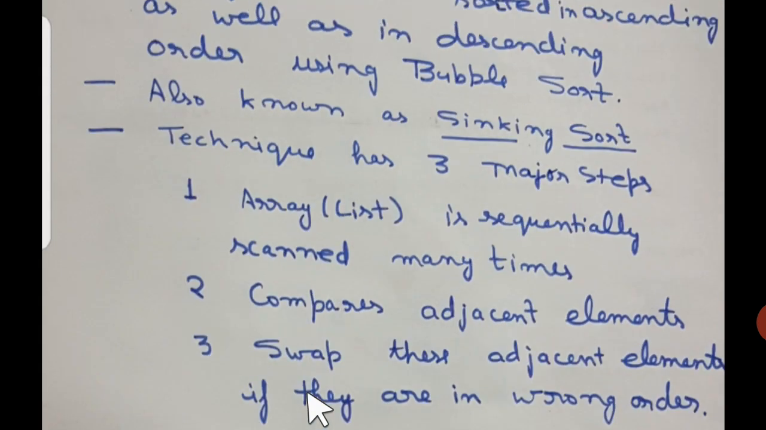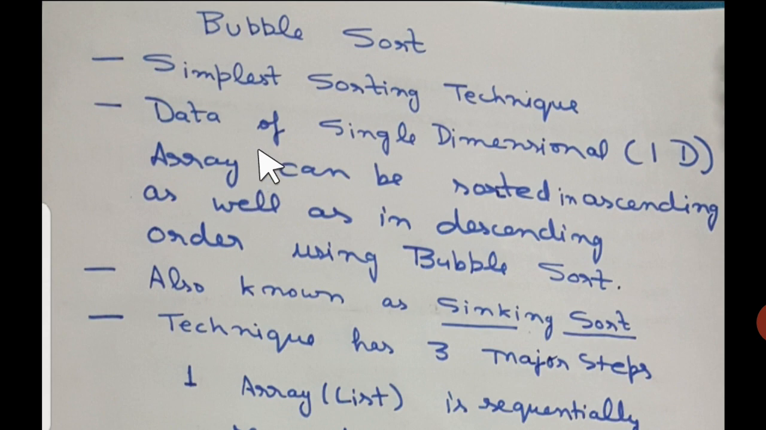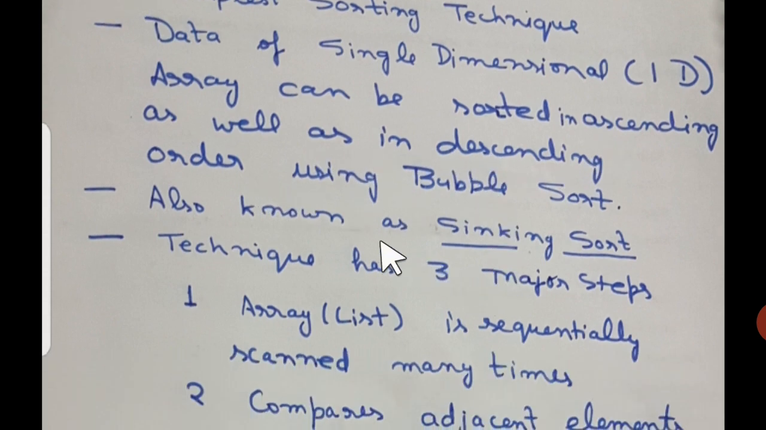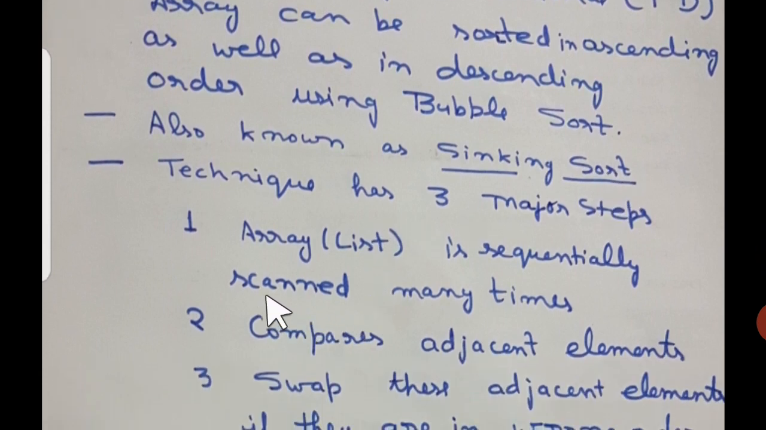All right students, a few more points on what bubble sort is. It is the simplest sorting technique: data of a single dimensional array, or 1D array, can be sorted in ascending as well as descending order using bubble sort. It is also known as sinking sort. The technique has three major steps. First, the array or list is sequentially scanned many times. That means a loop will be used.